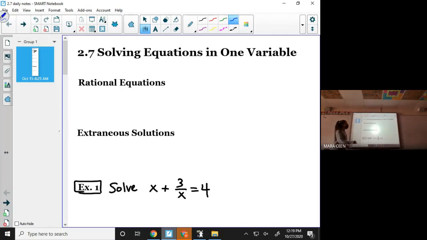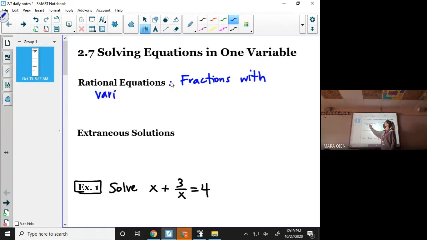A rational equation just means that we are going to have fractions, and more specifically, we're going to have fractions that also will tend to have variables in the denominator. So that just means that we've got fractions with variables in the denominator.